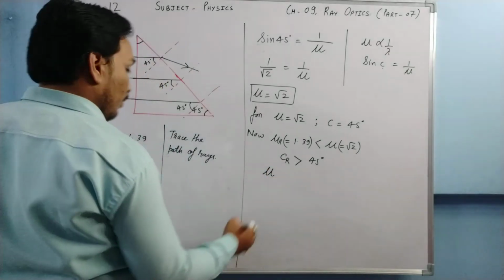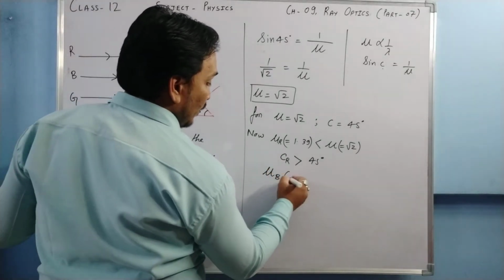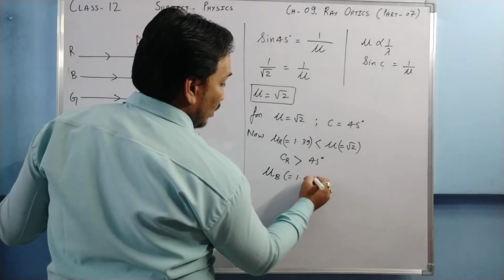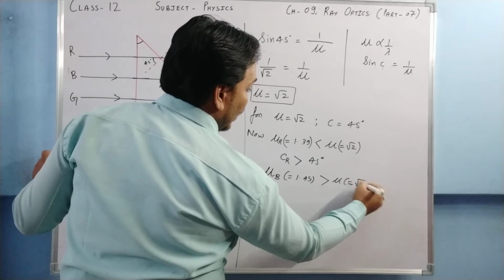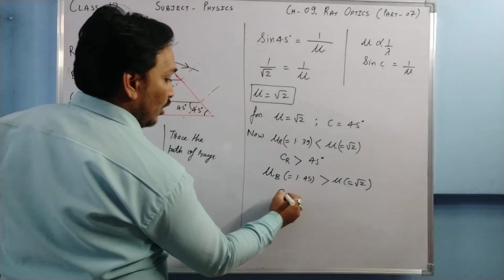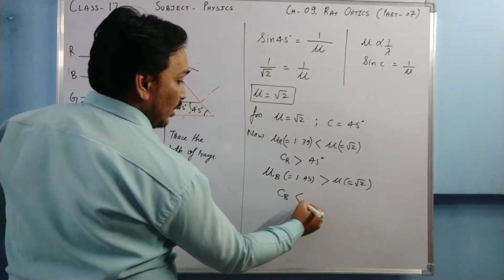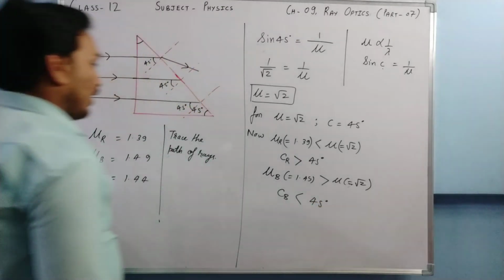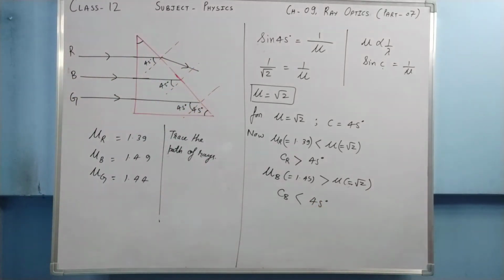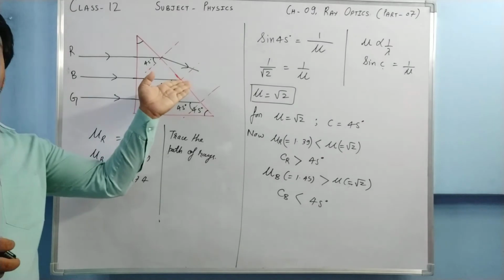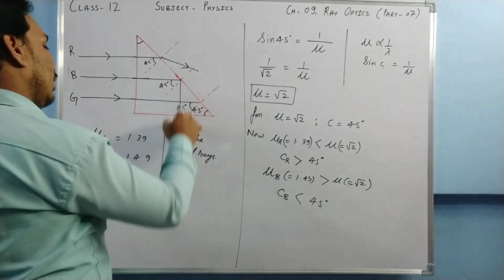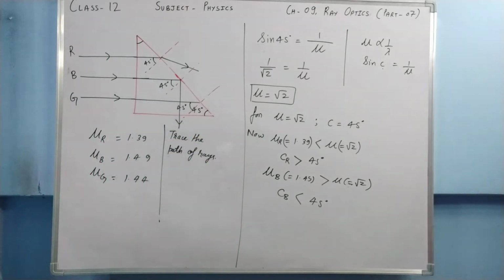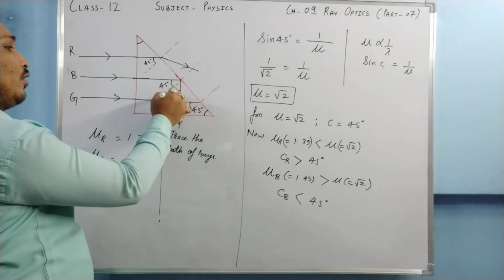Mu of blue color, which is given as 1.49, is greater than mu, which we have calculated as root 2. So the critical angle of blue color, since mu is greater, should be less than 45. The ray of light is striking at 45, so 45 is greater than the critical angle of blue color. So what will happen? Blue color will reflect and go downward. Internally reflected, 45 angle of incidence, 45 angle of reflection.